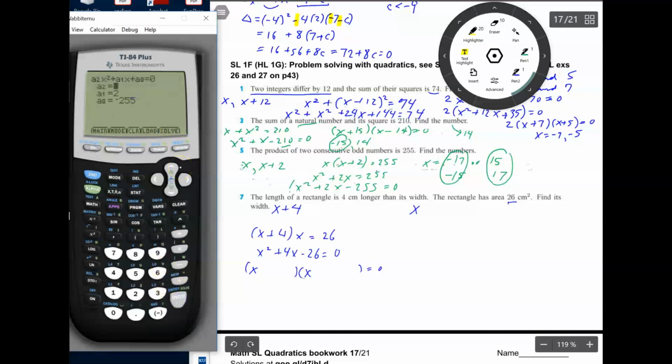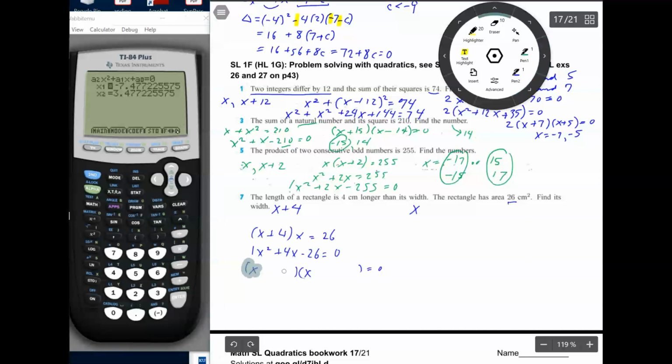Okay, let's try here then. What is our A value? It's 1. What is our B value? It's 4. What is our C value? It's negative 26. Solve. Okay, two weird looking numbers. Do you see, sometimes you say, okay, I'm going to factor because all the ones before this I could factor, and then you start factoring and realize it's a waste of time. So the two possible x values are 3.48 and negative 7.48.